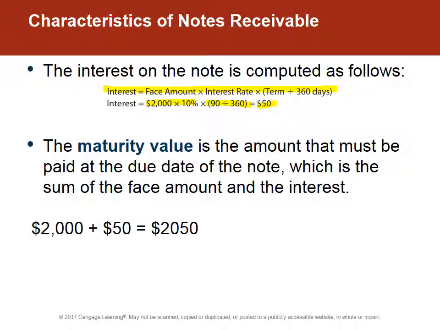Whenever the person who borrowed the money repays it at maturity, that means whenever it's due, then you add the two. So the maturity value is $2,050. The face is here, 2,000. The interest charged is $50, and the maturity value is $2,050.